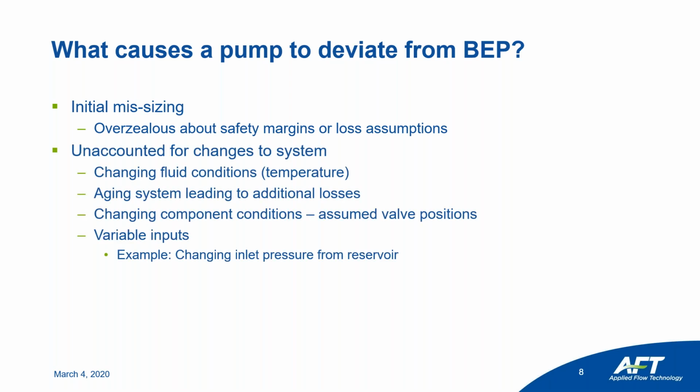There can also be unaccounted for changes to your system that might cause a deviation from BEP. So this can include things like changing fluid conditions. So if your fluid is heating up, it's going to be a bit easier to pump. There won't be as much resistance. And especially if it's a viscous fluid, as you heat up a viscous fluid, it becomes less viscous, so it'll flow a lot easier. So if your temperature drops down and it becomes more viscous, your pump might begin to struggle. It might not operate at that point that you intended it to.